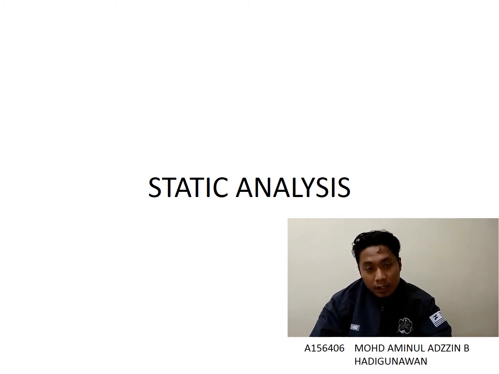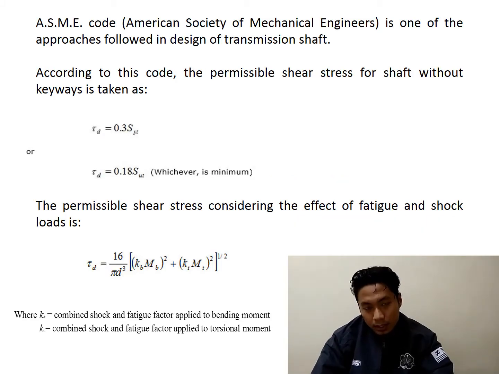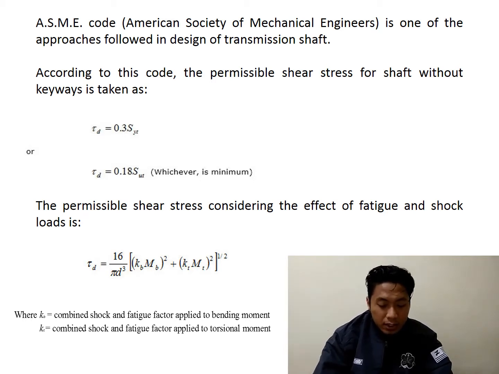So now I'm going to explain about the static analysis and the calculation of the shaft. This calculation is about shear stress, the torque transmitted by the shaft, and the bending moment in the vertical plane and horizontal plane. This calculation is from the ASME code, the American Society of Mechanical Engineers, which is one of the approaches followed in design of transmission shaft.